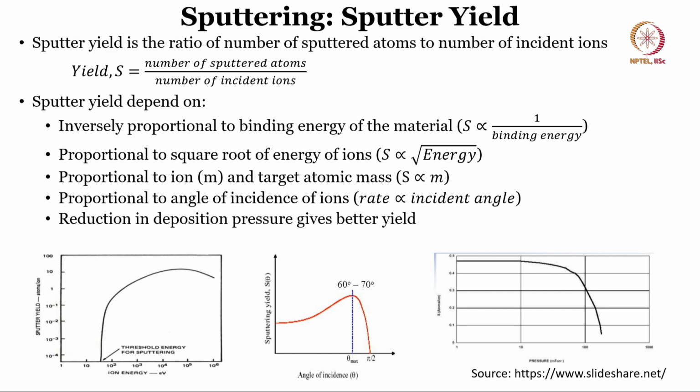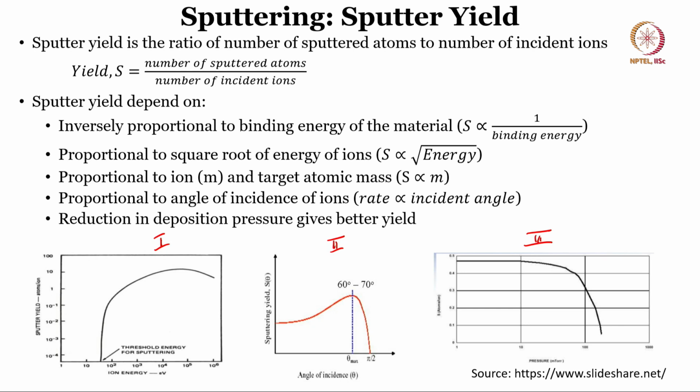If you see these three different images, the first image shows how the ion energy affects the sputtering yield. Let us say this is 1, this is 2 and this is 3. The second shows how the angle of incidence will affect the sputtering yield, and the third shows how the pressure of the system will affect the sputtering yield.